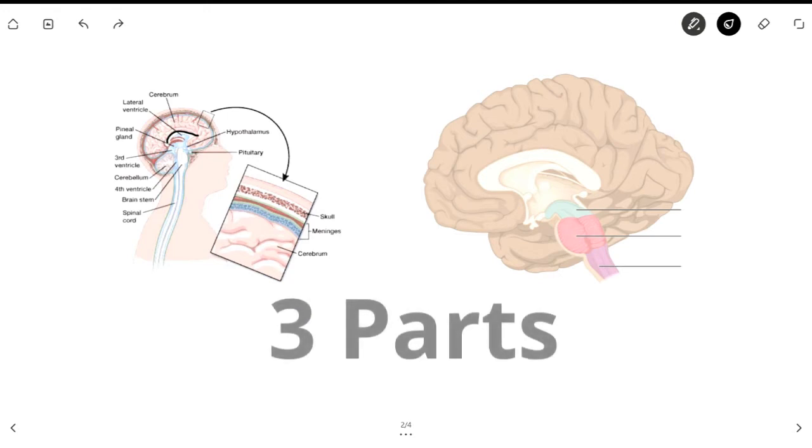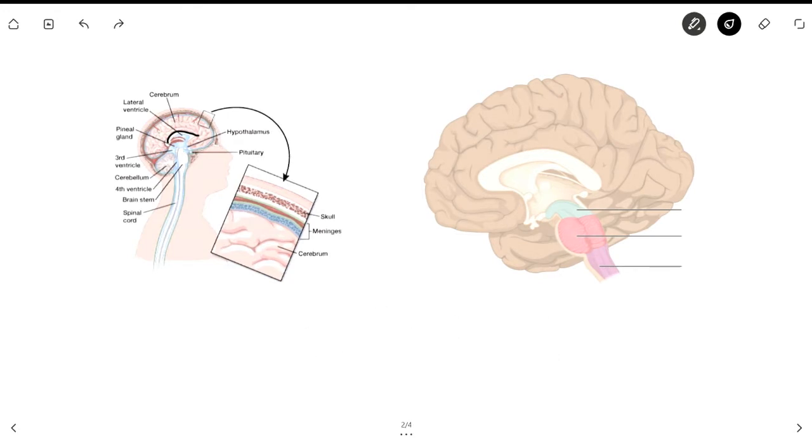The brainstem is divided into three different parts. The topmost part is the midbrain, or the mesencephalon. And then right under that is the pons, P-O-N-S. And finally, we have the medulla oblongata. Some people call it the medulla oblongata, some people pronounce it differently, and some people just call it the medulla. However you want to call it, it's up to you.